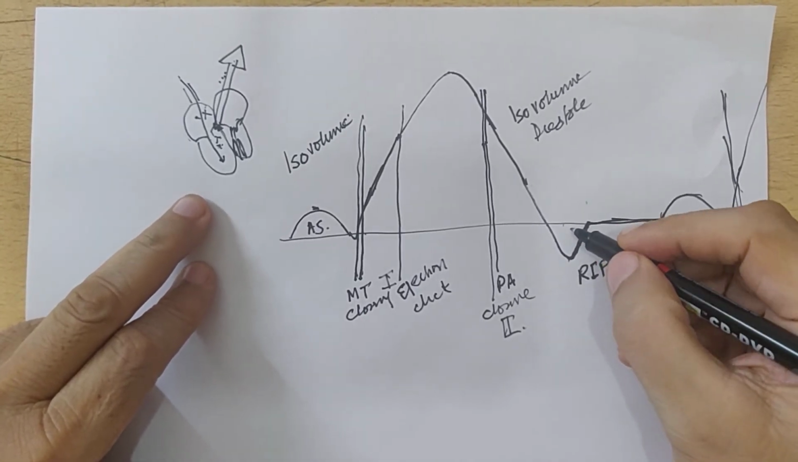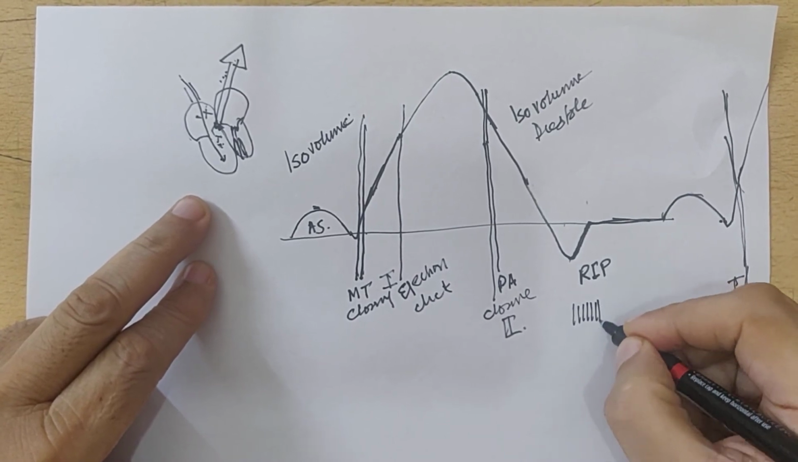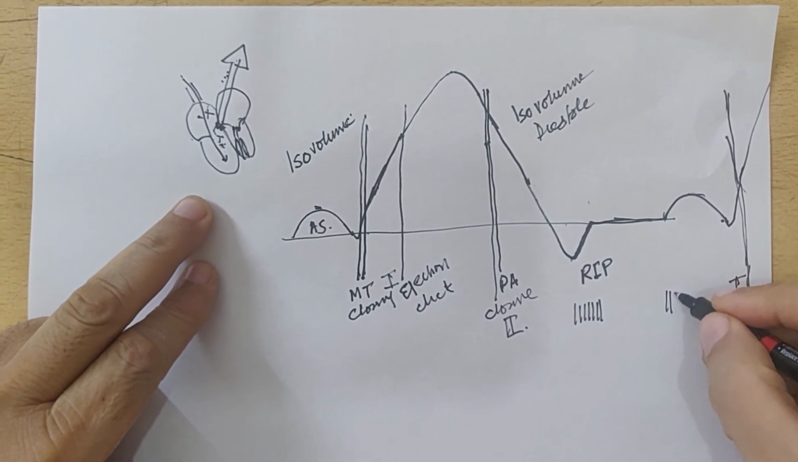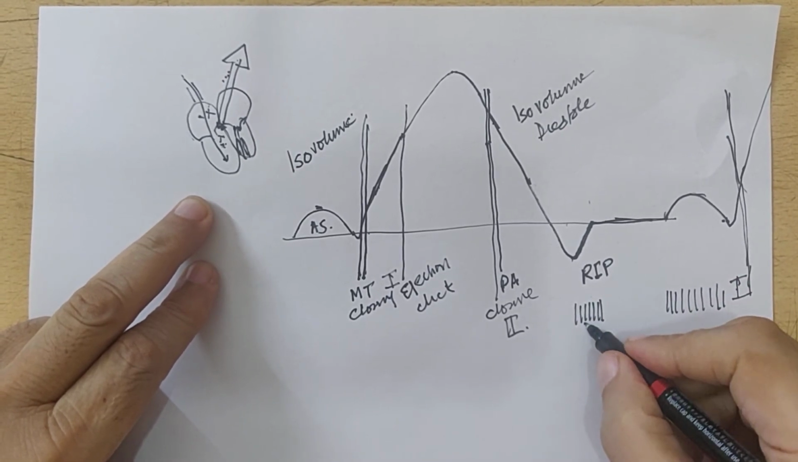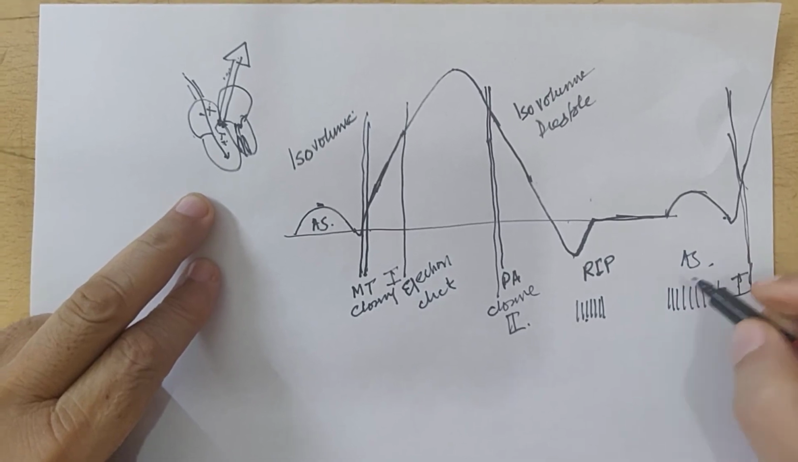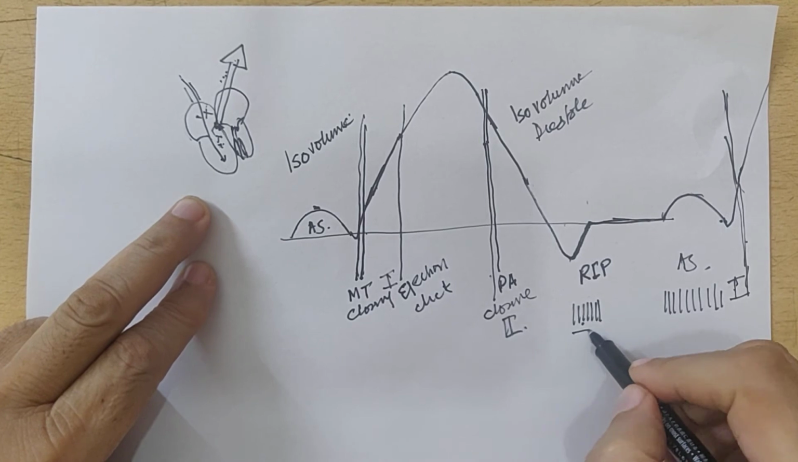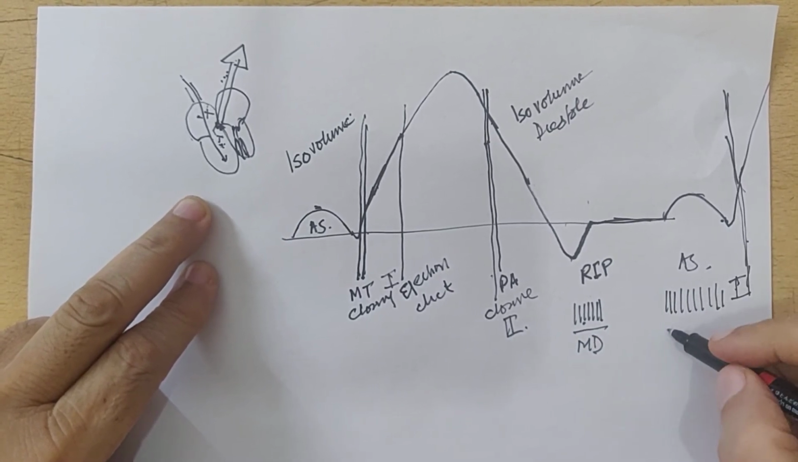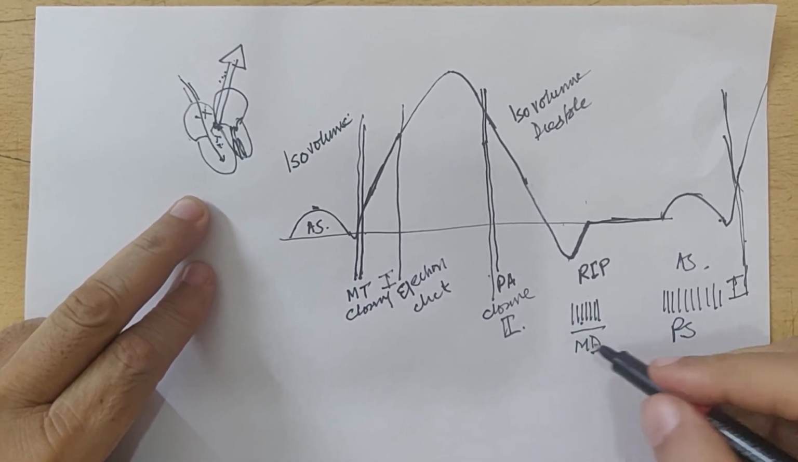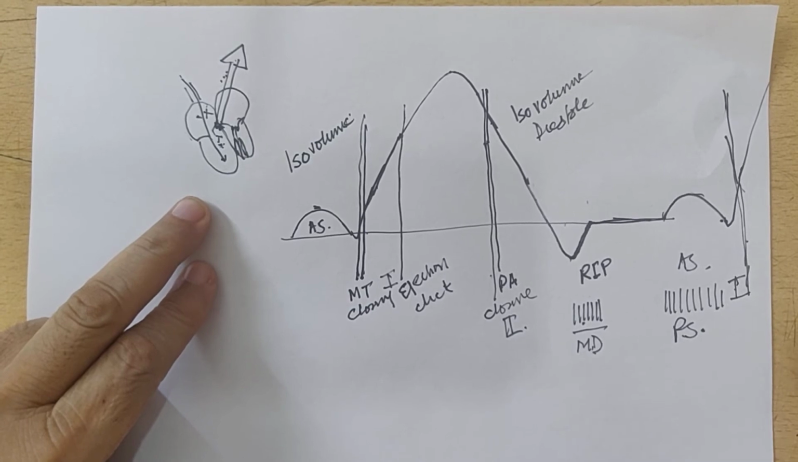So there will be a sound here and there will be a sound here. This is because of the rapid inflow phase and this because of the atrial systole, and this is somewhere between the second and the first heart sound, therefore this is known as mid-diastolic, and this is just before the systole, therefore it is known as pre-systolic. So mid-diastolic pre-systolic murmur is the characteristic of mitral stenosis.